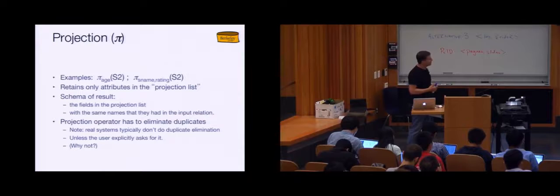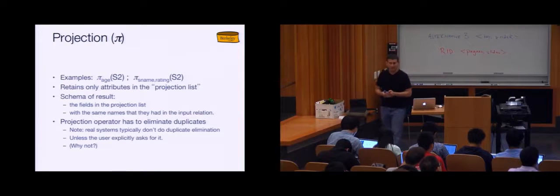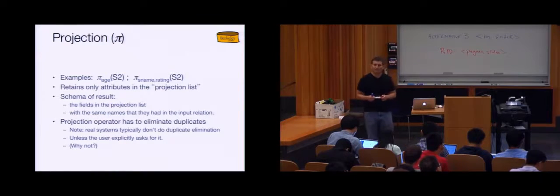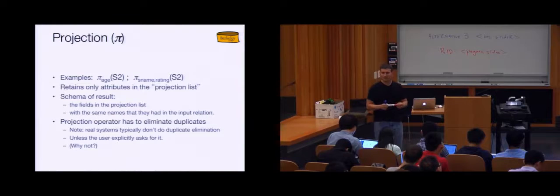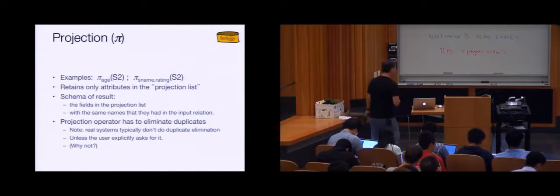Now, in practice, real systems don't do duplicate elimination unless you ask them to. Why would that be? Let's come back to that question in a second.